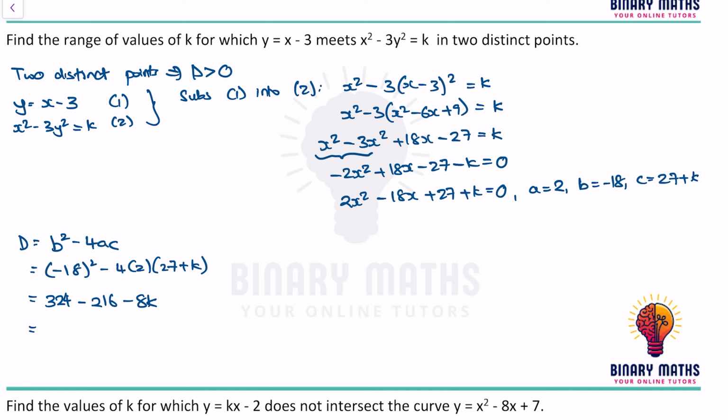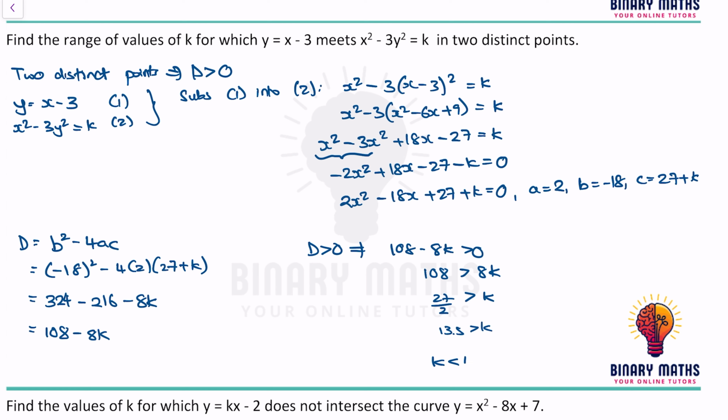Which simplifies to 108 take away 8k. Now remember, the discriminant was greater than 0 in this case, which implies 108 take away 8k must be greater than 0, which means 108 must be greater than 8k. If I divide through by 8, 108 divided by 8 gives me 27 over 2, which is the same thing as 13.5. I'm going to rewrite it the other way around. So k is less than 13.5 is the solution.